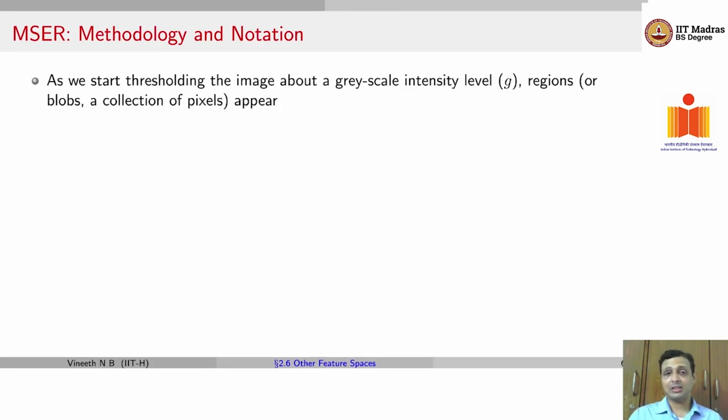So let's say we start thresholding the image about a particular intensity level G, which means you considered a threshold G, and everything above that is considered to be white and everything below that is considered to be black. So you binary threshold your image based on the threshold G. Clearly, when you threshold, you're going to see a bunch of blobs or collections of pixels appear. They're going to be cohesive regions that appear together when you threshold.